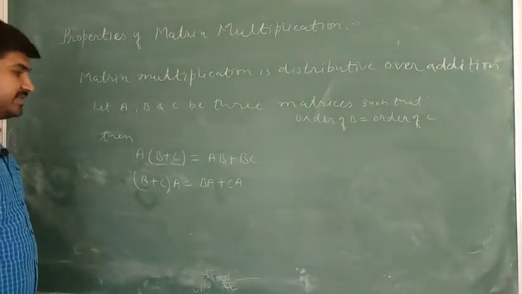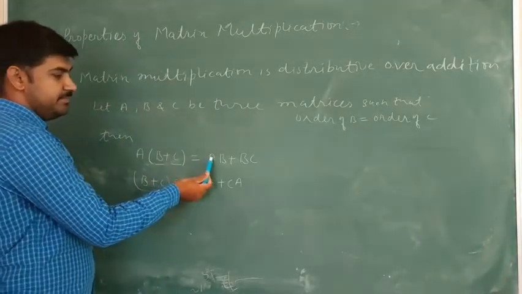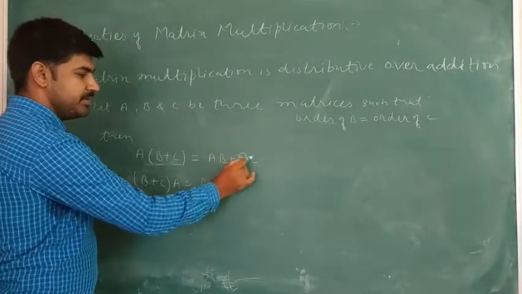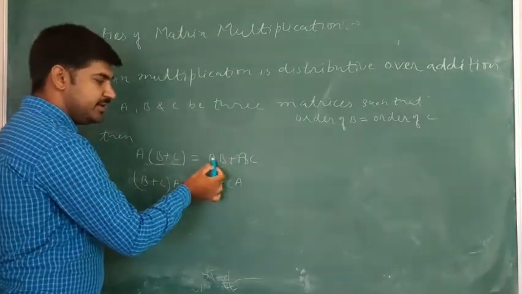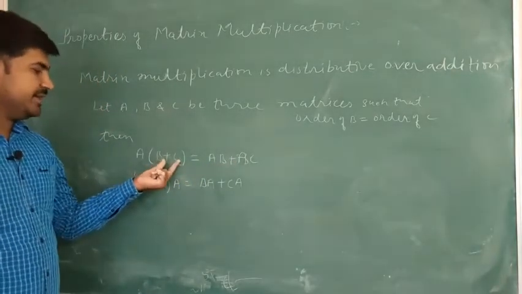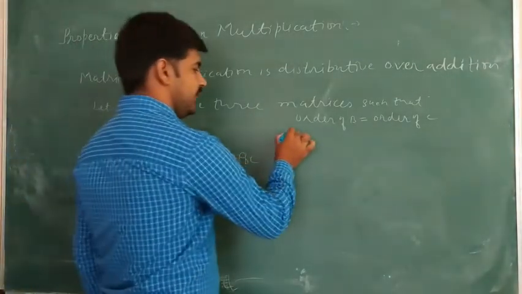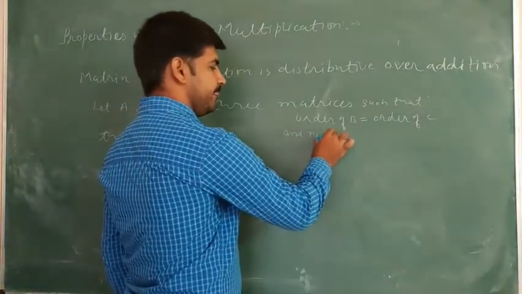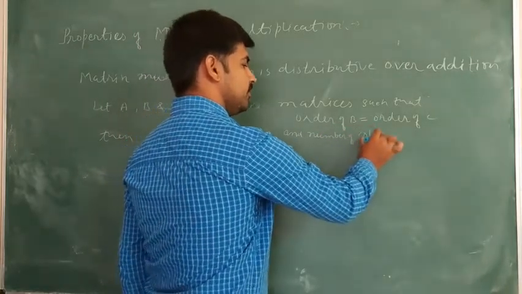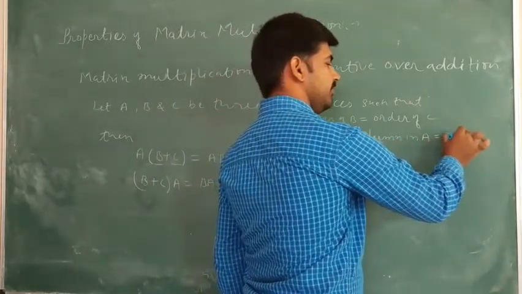And the next condition required is, see, A is being multiplied by both B and C, in AB plus AC. So since the order of B and C is the same, now we can say the number of columns in A is equal to the number of rows in B.